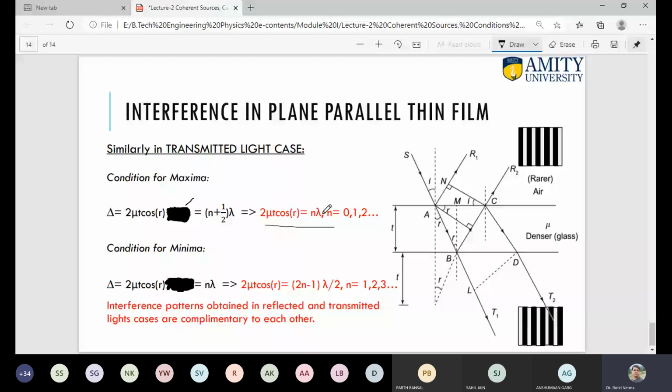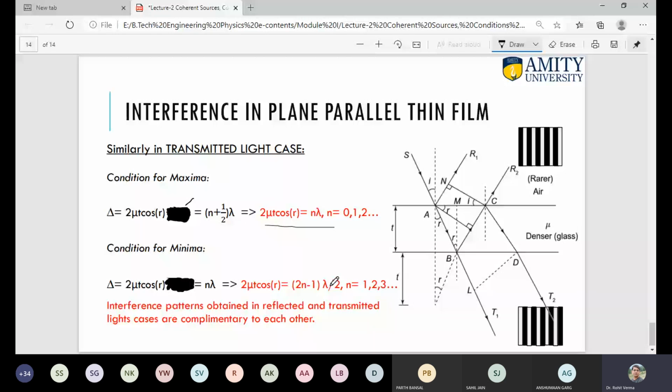And for the condition for destructive interference, or minima, we equate 2 mu t cos r to an odd multiple of lambda by 2. So it becomes 2 mu t cos r equals 2n minus 1 times lambda by 2. In this case, n will vary from 1 to infinity. And if you write 2n plus 1 times lambda by 2, then n will vary from 0 to infinity. You can write 2n minus 1 lambda by 2 or 2n plus 1 lambda by 2.